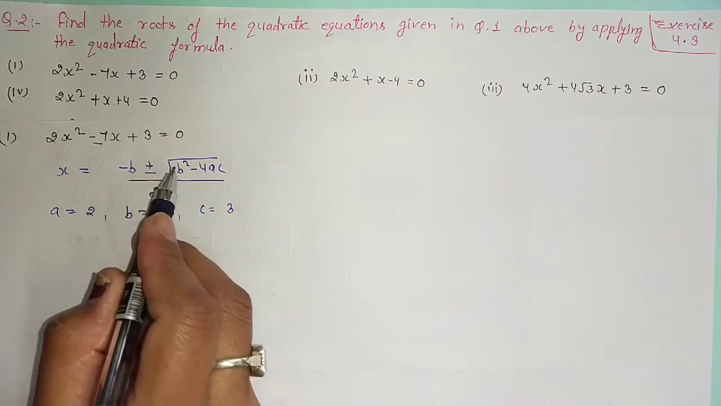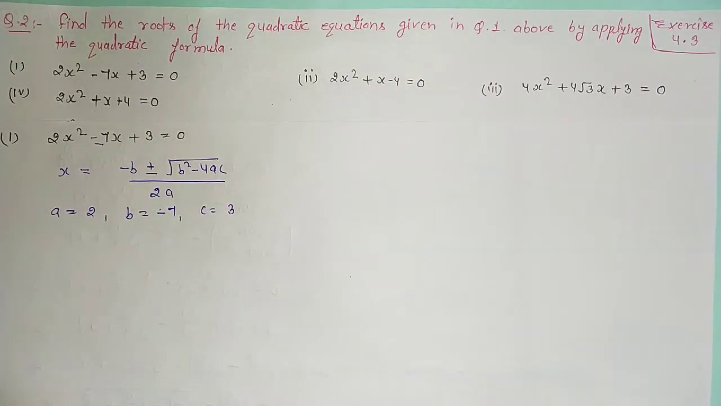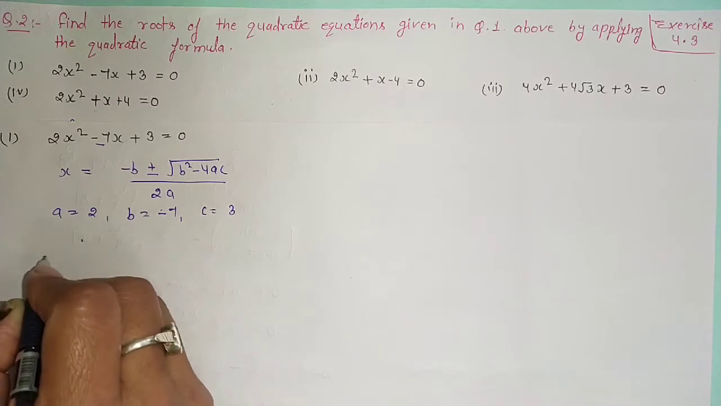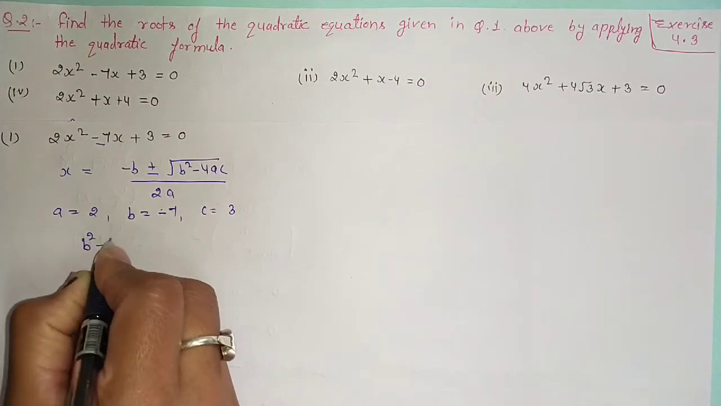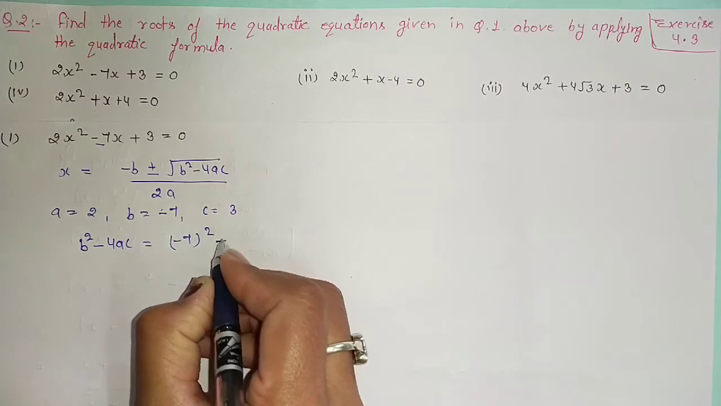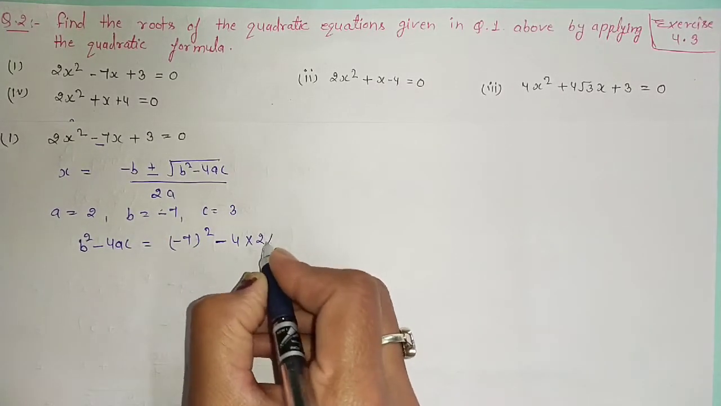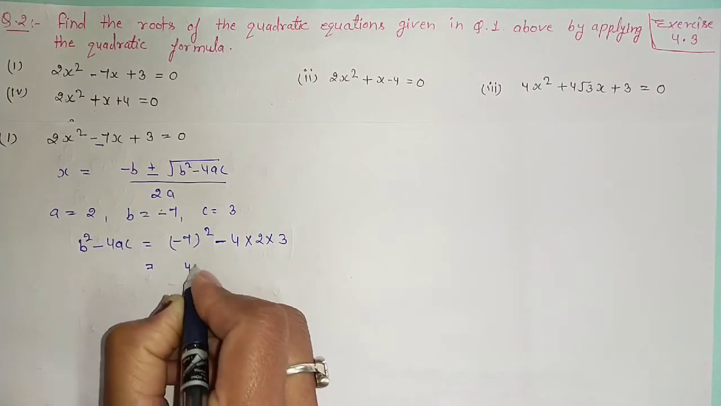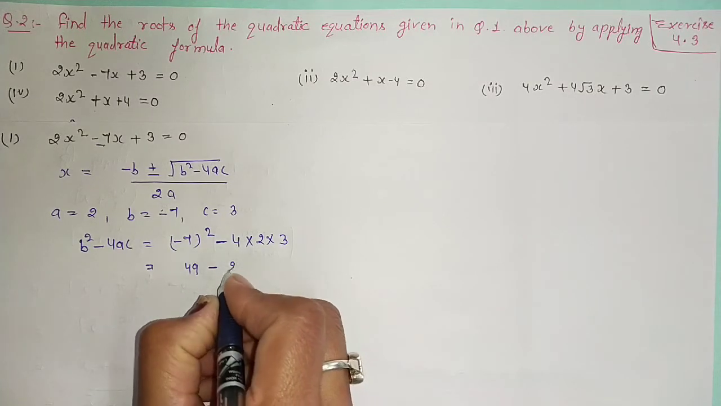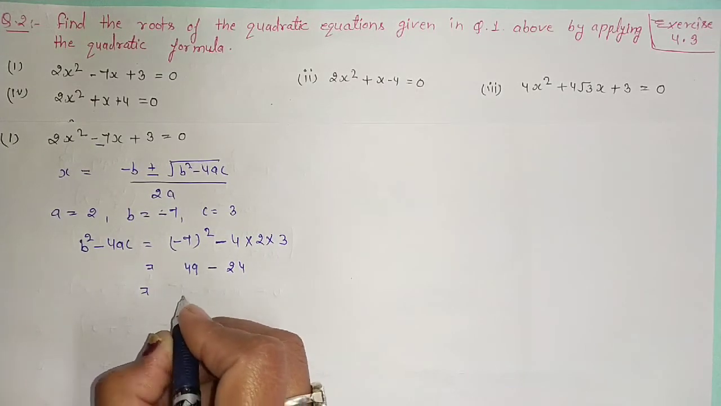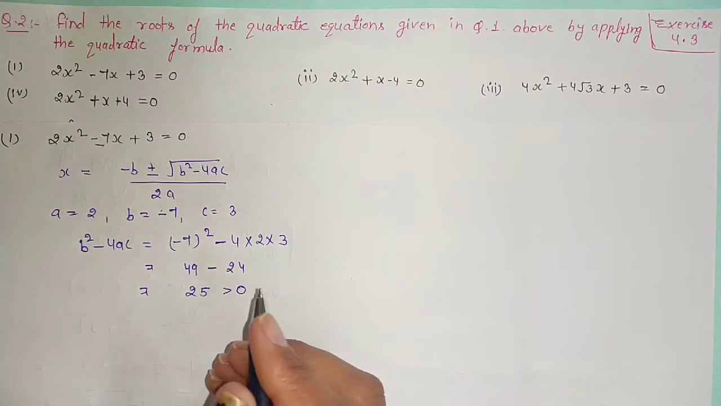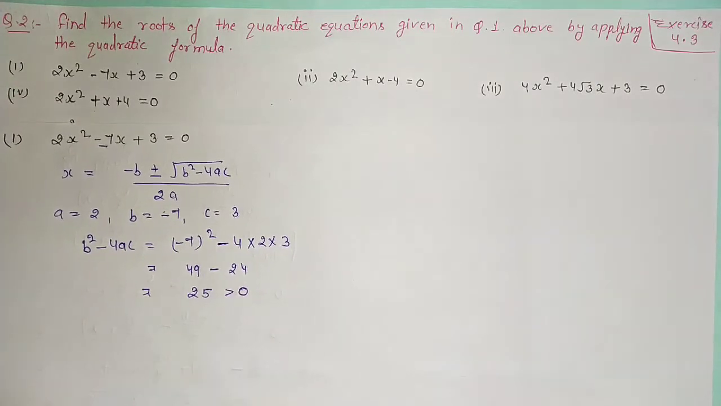Before finding the roots by the quadratic formula, we have to find the value of b square minus 4ac. So first we find the value of b square minus 4ac. b is minus 7 square, minus 4, a is 2 and c is 3. Minus 7 square is 49, minus 4 multiply 2 is 8, and 8 multiply 3 is 24. 49 minus 24 is 25, and 25 is greater than 0.